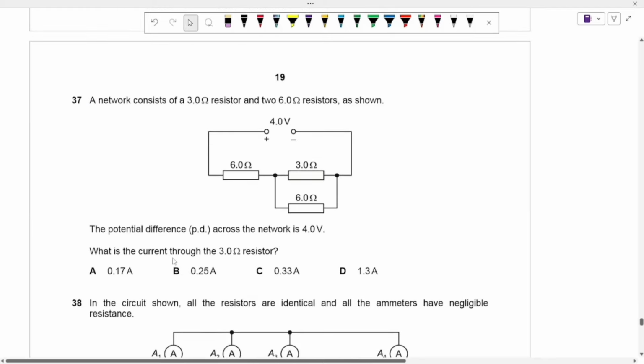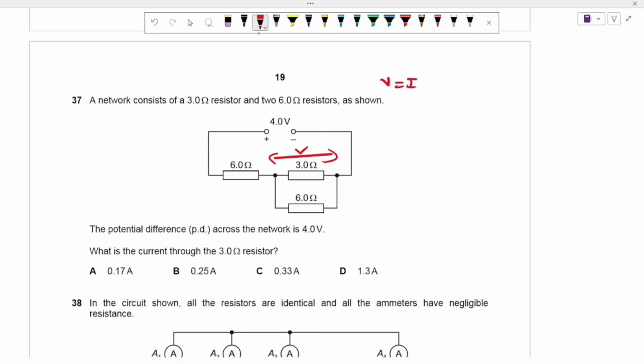For question 37, we've been asked to find the current flowing through the 3 ohm resistor. We've been given the potential difference across the network being 4. We've been given a 3 ohm resistor and two 6 ohm resistors. We just want to find the current. I want to find the PD over here. If I have V over here, I know that V is equal to IR. So if I want to find I, I should just say V over R. But for me to find V, I need to find how much this gets.